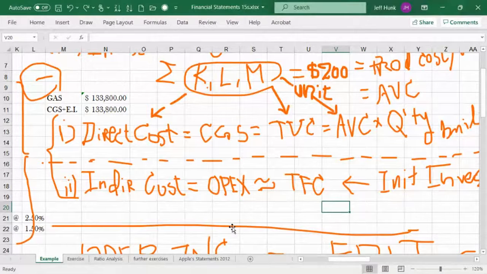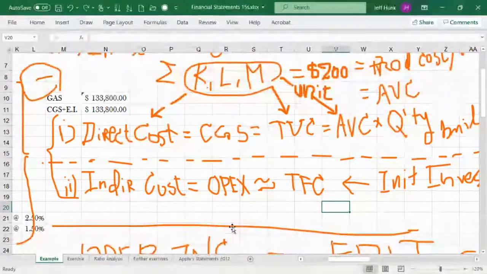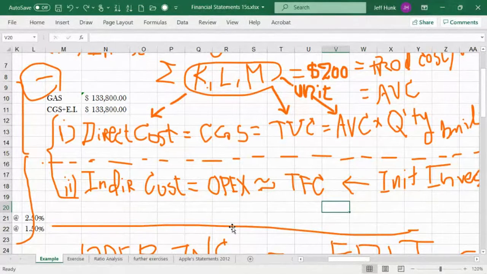Never mind. Look, the logic is very clear here. This is the logic about what is variable cost and what is fixed cost, right? Variable cost is so called because it varies with the production level.